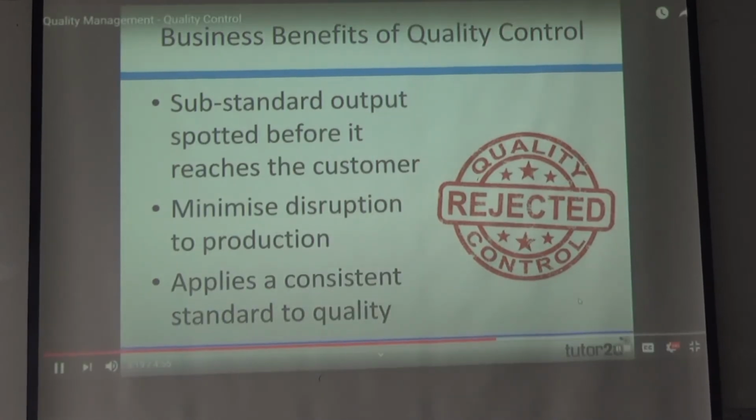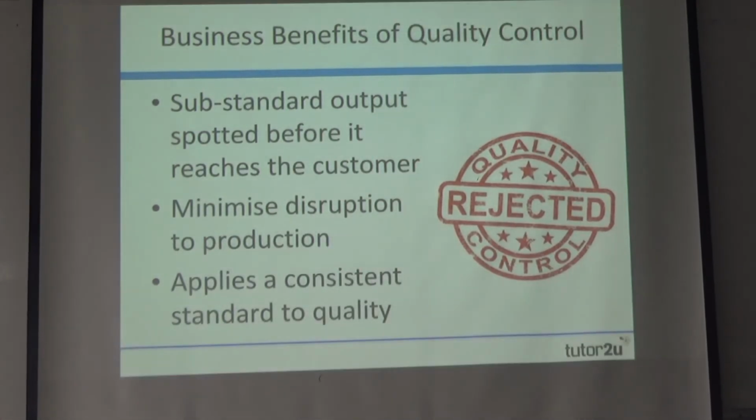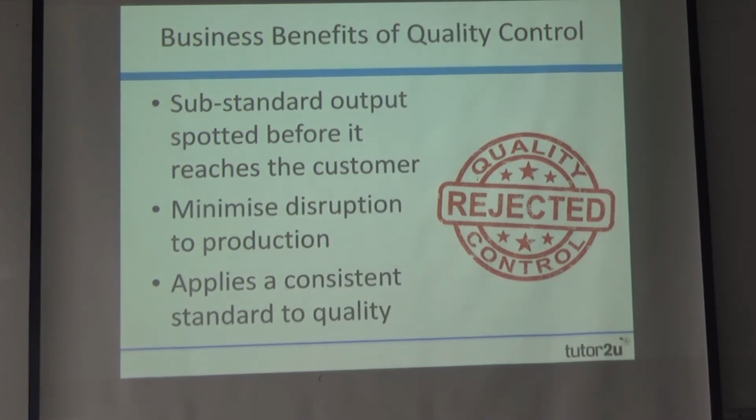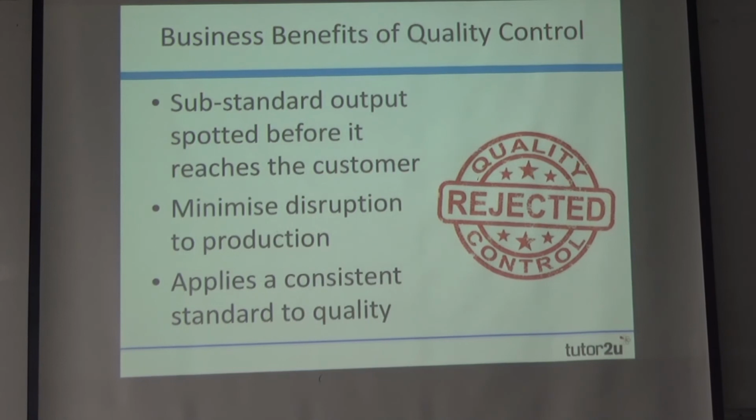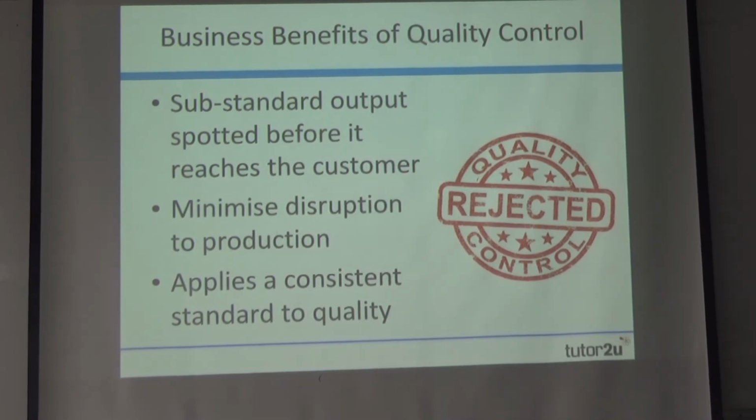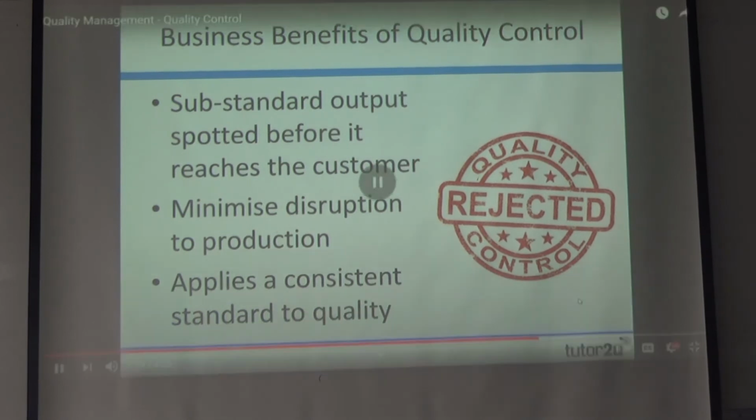Now, of course, there are clearly some business benefits of using quality control, and that's the reason why it's so widely used. Perhaps the most important is it tries to make sure that substandard output, products and services that are not fit for what the customer needs and expectations are, it tries to stop them from reaching the customer. And therefore, an unhappy customer receiving a substandard product.